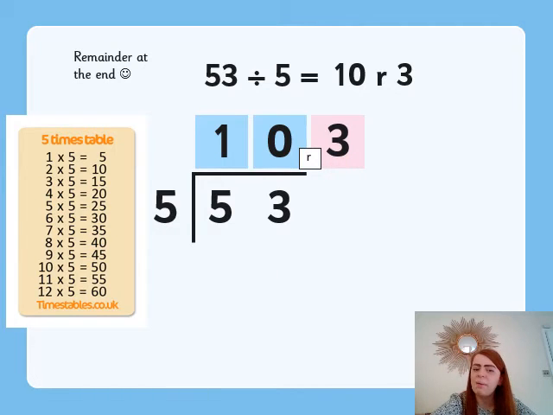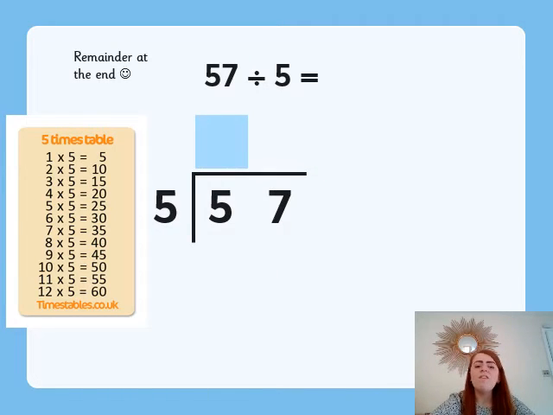Let's try another example. This time we've got 57 divided by 5. So I already know that 5 divided by 5 is 1. Easy peasy. Now I want to know, how many 5s are in 7? Let's use the times table maths to help us. So we can see we've got 5, 10, oh, but 10 would be too far. So we can get to 5, so that's 1 times 5 equals 5. But then I need to think, am I going to have a remainder?